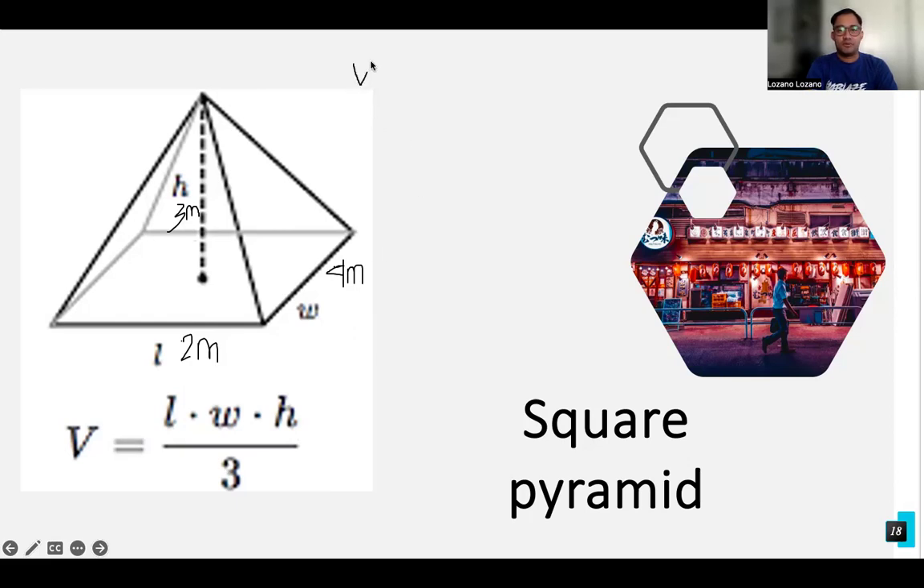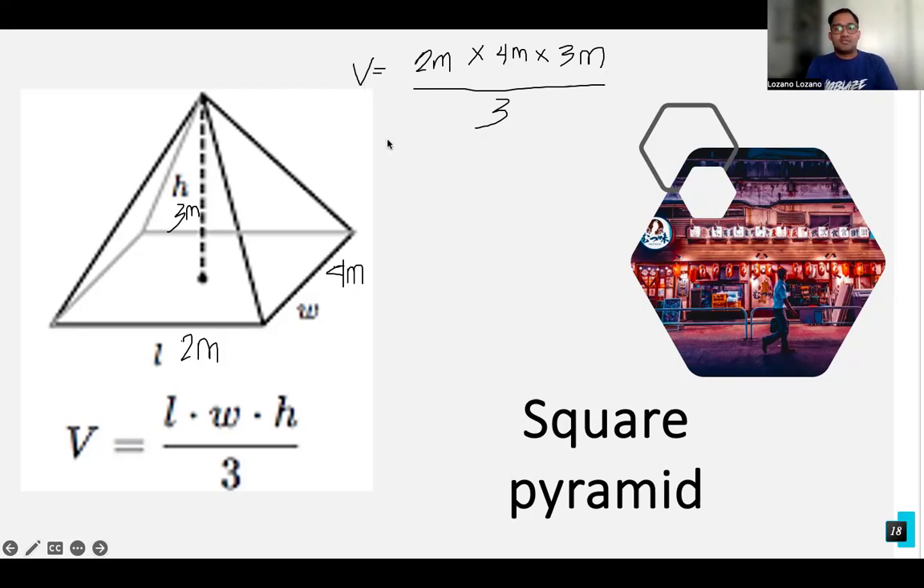So volume is equals to 2 meters times, ano yung width natin? 4 meters. Very good. Times, very good, 3 meters divided by 3. Okay. So again, kanina, sa rectangular prism, divide by 2. Pag square pyramid, divide by 3.